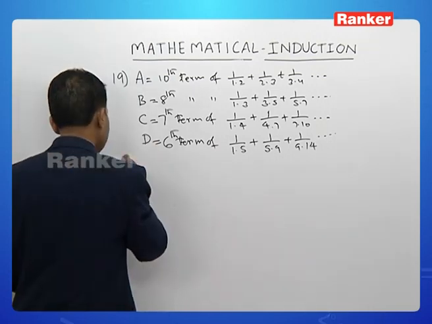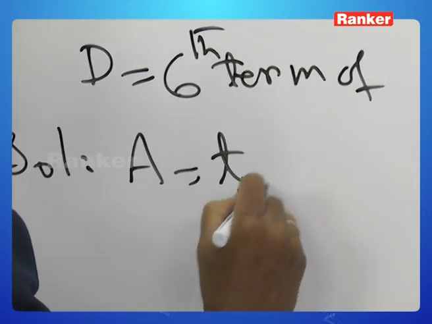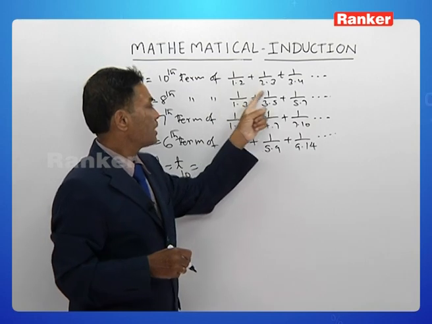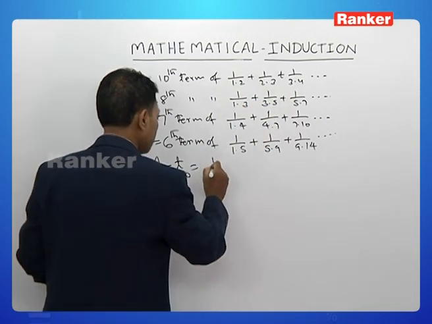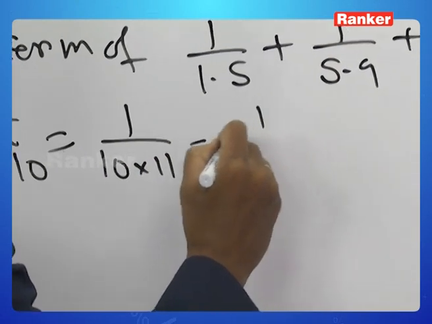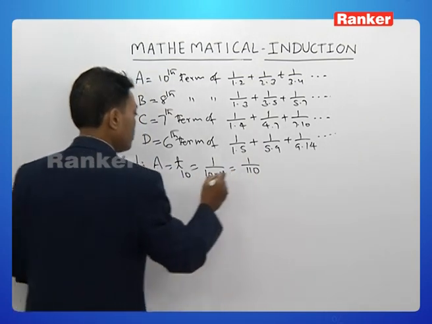So first I will write the A value, the 10th term. So what is the 10th term? If you see here, they are in the sequence of natural numbers 1, 2, 3. So automatically the 10th term means 10 into 11. 1 by 110. Right?